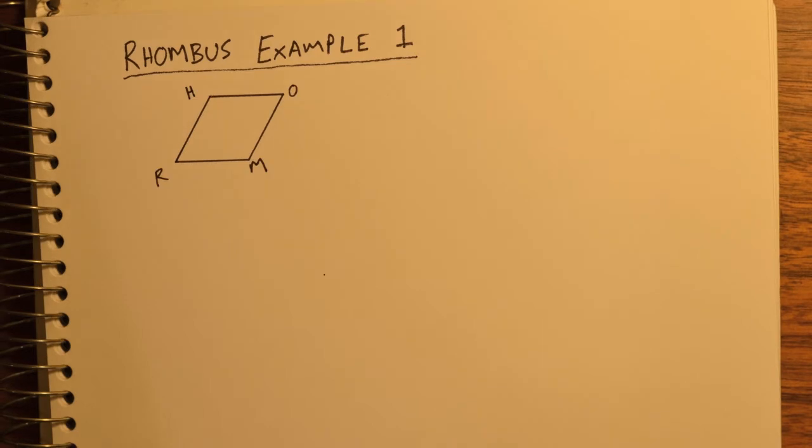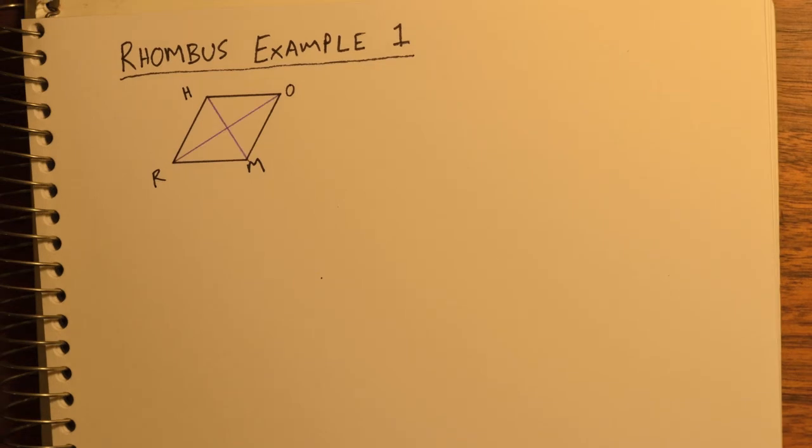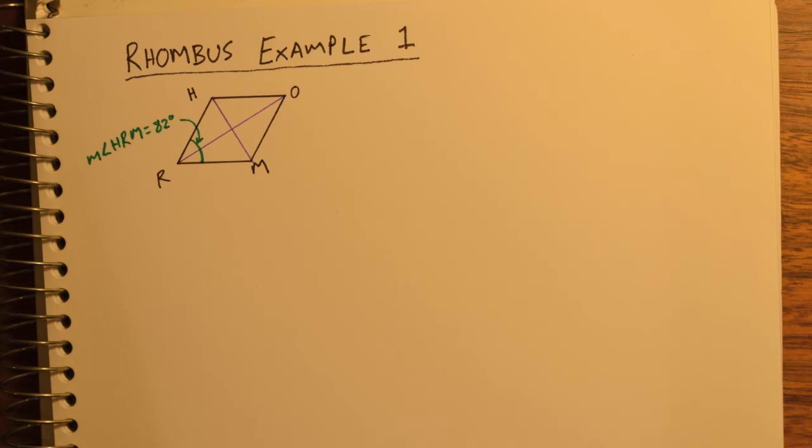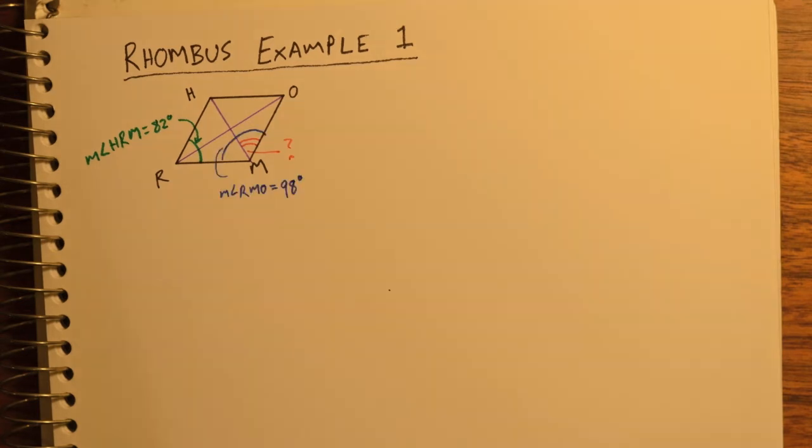So let's look at an example. Here I've got a rhombus. Maybe I'll call it RHOM, for rhombus. And let's say I draw in the diagonals. Now let's say angle HRM is 82 degrees, and I want to find angle HMO. Well, remember, consecutive angles are supplementary, so that means angle RMO is 98 degrees. And then since each angle is bisected by diagonals, I know that unknown red angle must be 49 degrees.